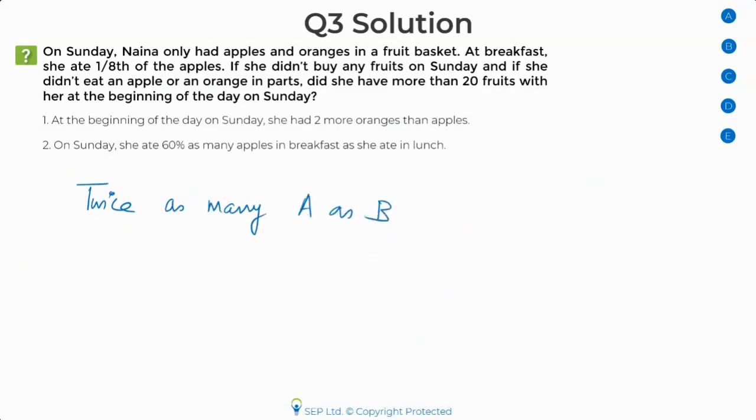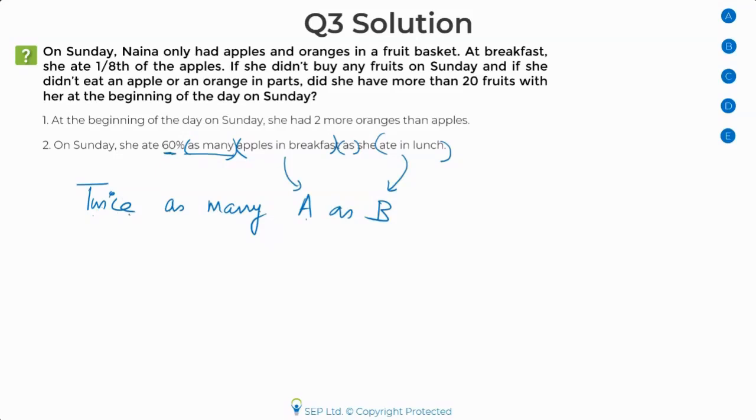You might come across a statement like this: "As many A as B". Notice here also, as many, something, as something. Let me write it like this: apples in breakfast. So this is your A, this is your B, and obviously "as many" is given, and you'd be given something here. I've written twice, it could be something, it could be 60% also.